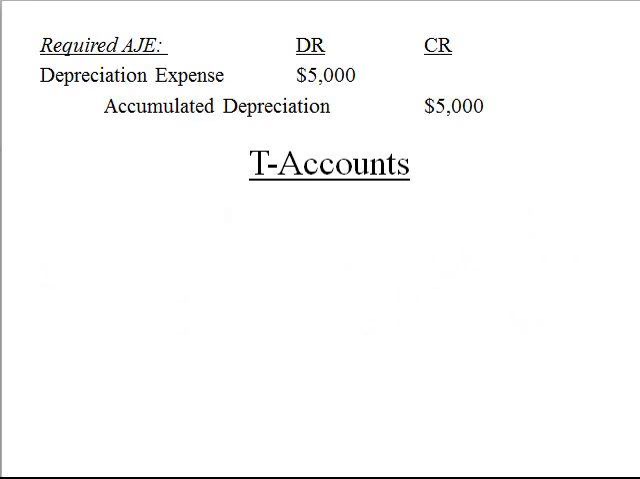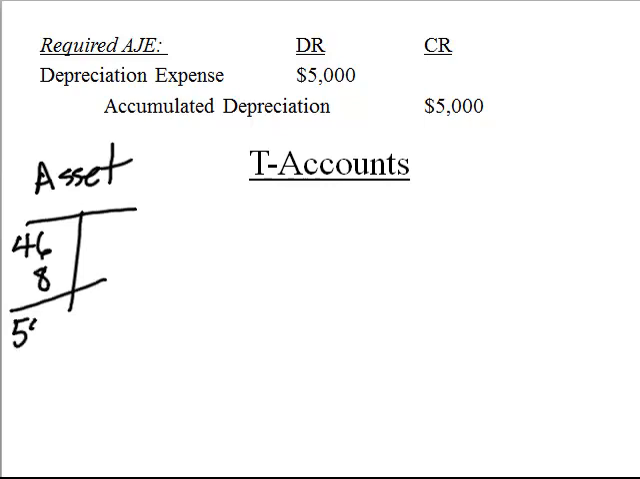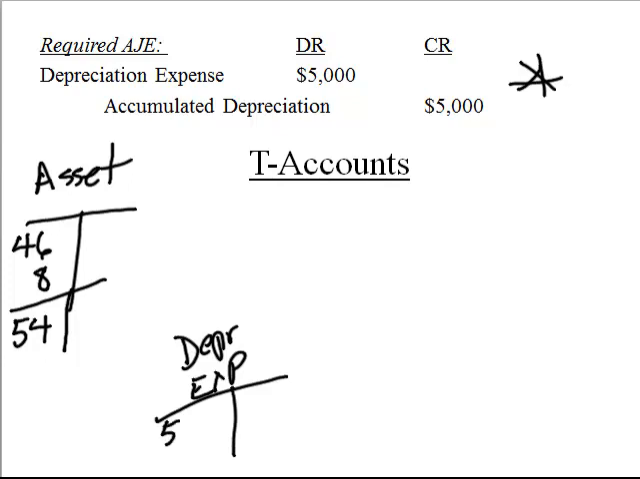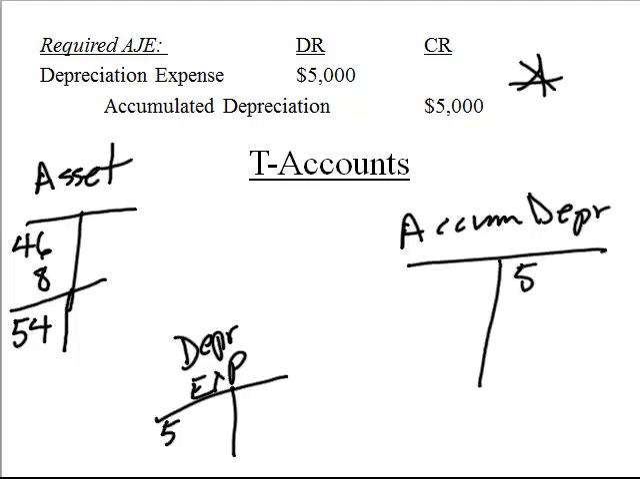Recall that we need to post to the T accounts. The relevant T accounts that we have in this case are the asset's cost, which, recall, was the $46,000 purchase price plus an additional $8,000 to get the asset ready for use. So we have a total cost of $54,000. We have the journal entry that we just recorded here. So we have our depreciation expense totaling $5,000, and we have accumulated depreciation with a credit balance of $5,000.